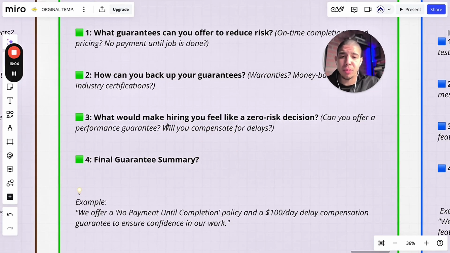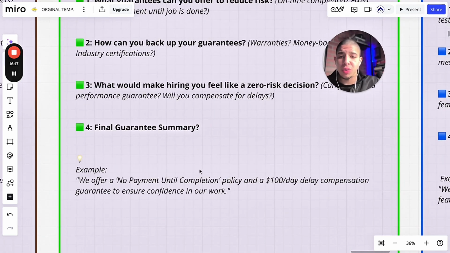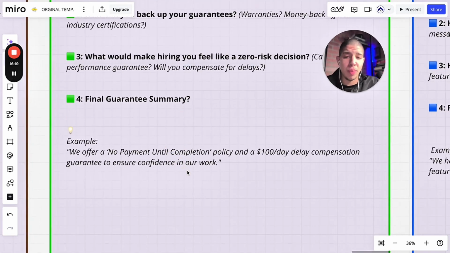What would make hiring you feel like a zero risk decision? Can you offer a performance guarantee? Will you compensate for delays? Do you have a warranty? Right? Final guarantee summary. We offer a no payment until job completion policy and a $100 a day delay compensation guarantee to ensure confidence in our work.